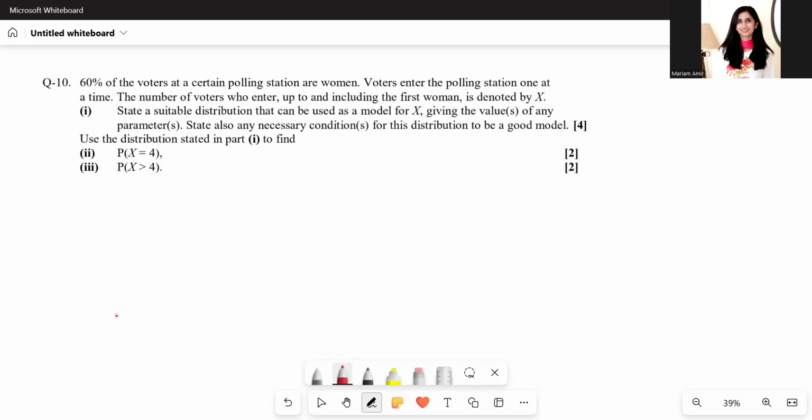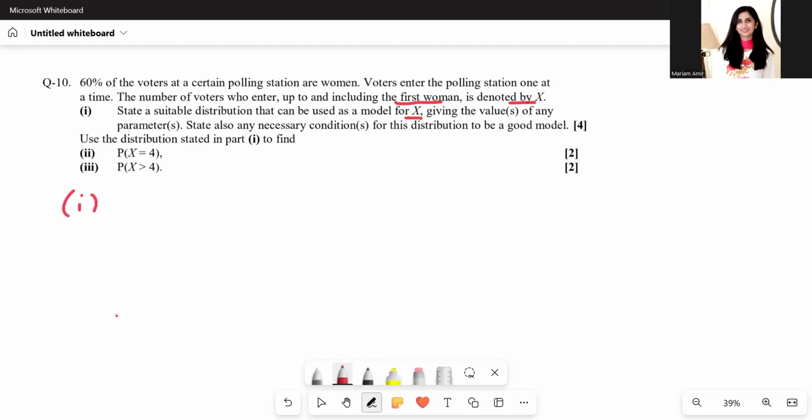60% of voters at a certain polling station are women. Voters enter the polling station one at a time. The number of voters who enter up to and including the first woman is denoted by X, which shows this is a question on geometric distribution. State a suitable distribution that can be used to model X.